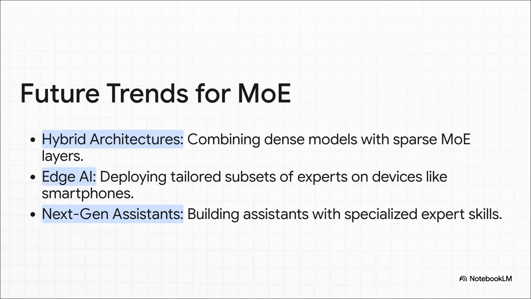And get this, imagine deploying just a few hand-picked experts onto your smartphone, giving you super fast, totally private AI right in your pocket. This all leads to next-gen AI assistants that have deep, specialized skills in, I don't know, coding, history, and medicine, all inside one super efficient model.